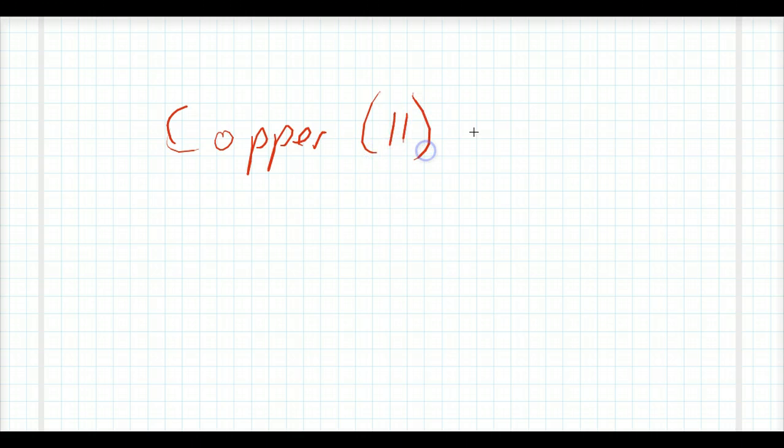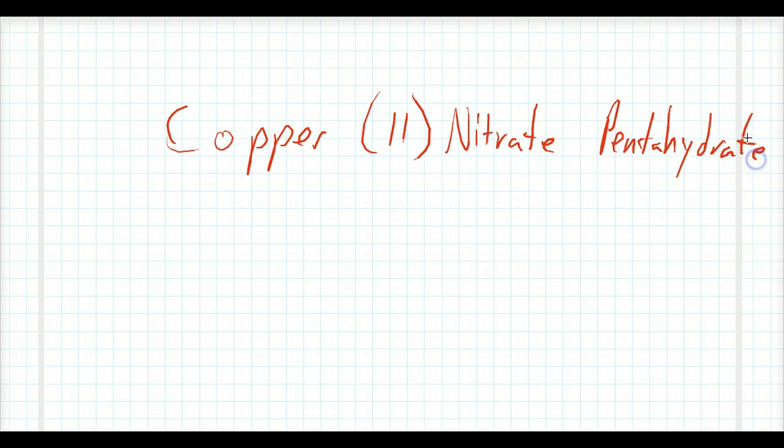Another version could be something like this: copper 2 nitrate pentahydrate. All right, this was our chemical from our lab, the crucible-based lab. And what we have here is penta, meaning 5.